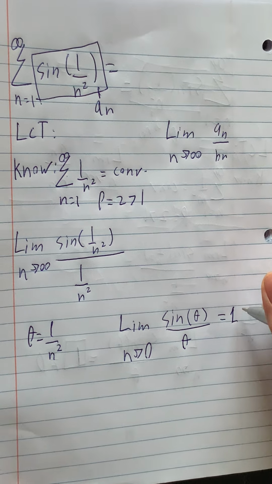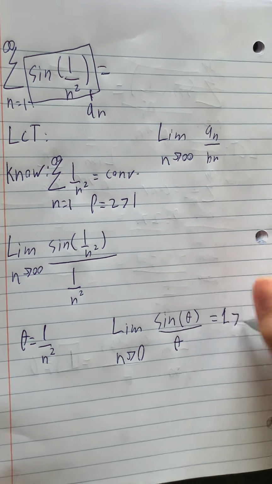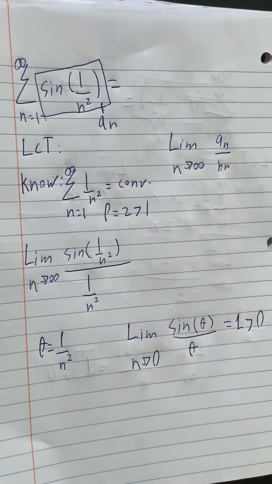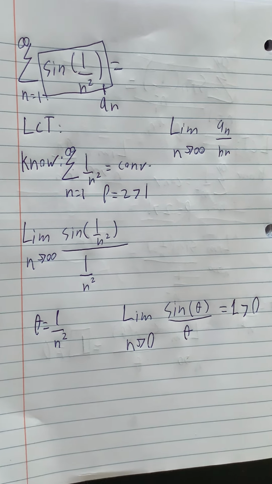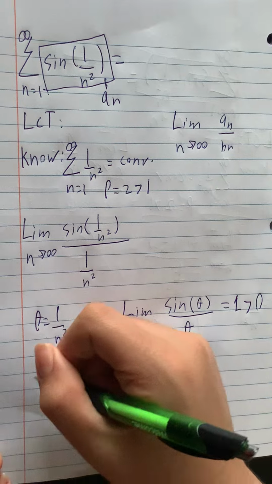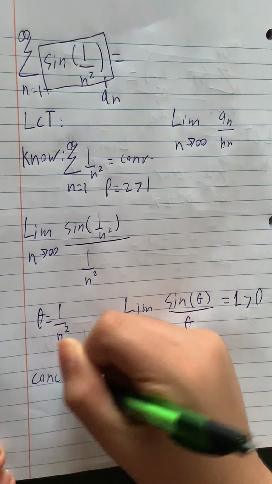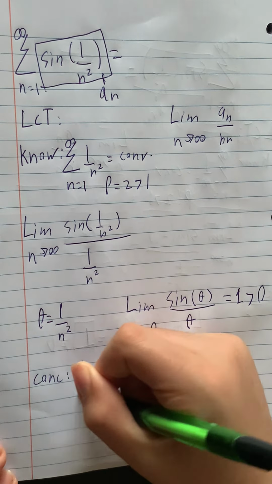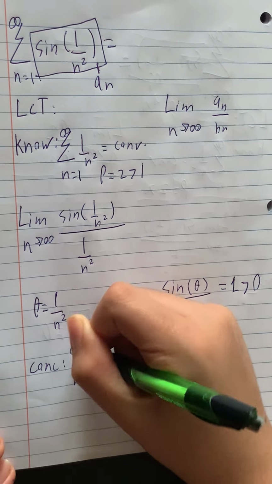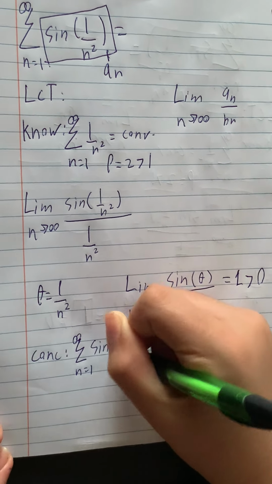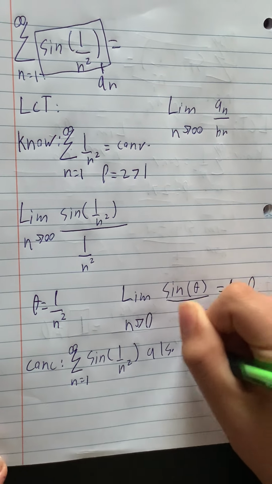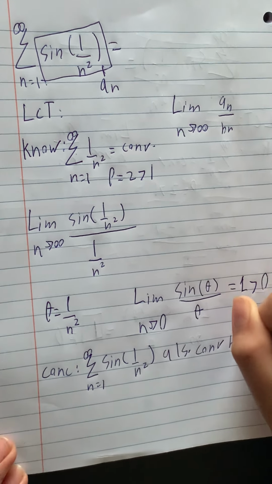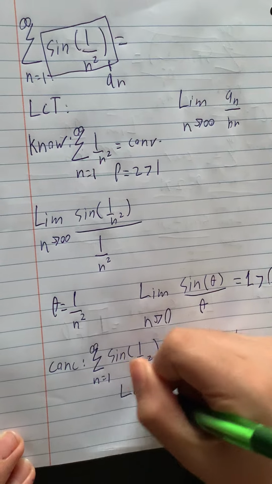And what we're hoping to show is that 1 is greater than 0, because in the limit comparison test, we should have a positive finite number. And because of that, we can conclude that the series from n equals 1 to infinity of sine of 1 over n squared also converges by the limit comparison test.